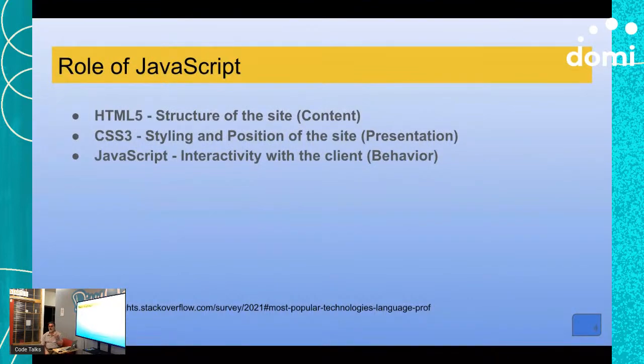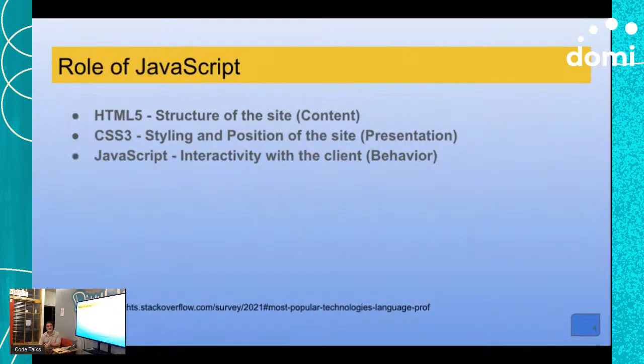CSS3 is all about presentation. It's the style and position of the site. What does it look like? Continuing with our house analogy, this is akin to: I want a red front door and I want green shutters and I want the walls to be painted fuchsia because I have no sense of style whatsoever. And I'm never ever going to sell my house ever again.